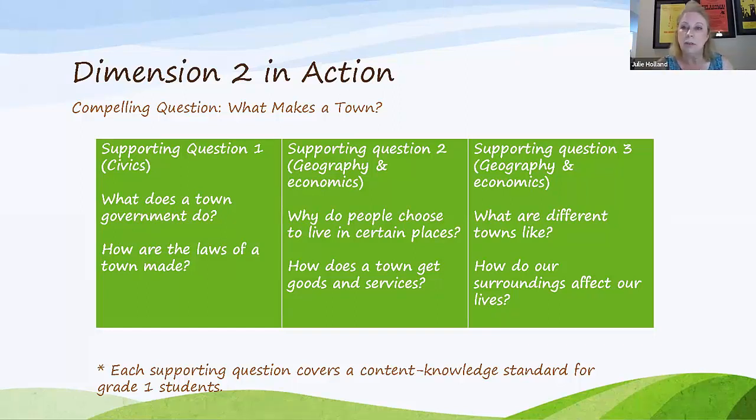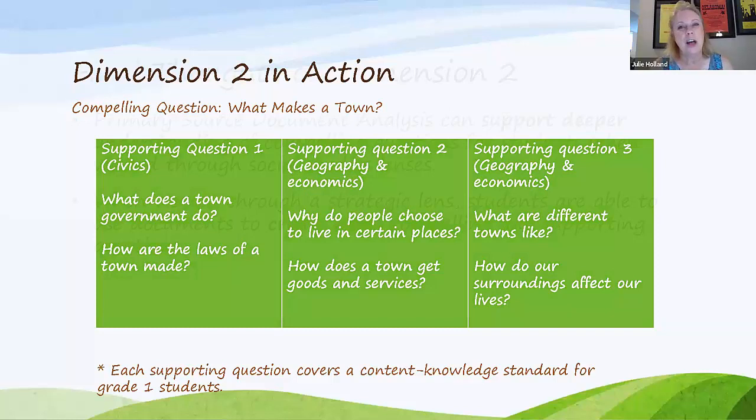That's kind of the geography. And how does a town get goods and services? We can't have a town if we can't have goods and services. And then, again, a third supporting question makes them take another lens when they ask, what are different towns like? How do our surroundings affect our lives? We have to look at geography and economics again. So each supporting question covers a content knowledge standard for a grade 1 student, but it's going to help them, again, fully answer the compelling question after they've built their background knowledge by doing the research and the reading.